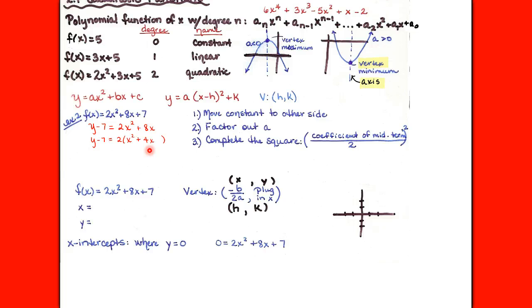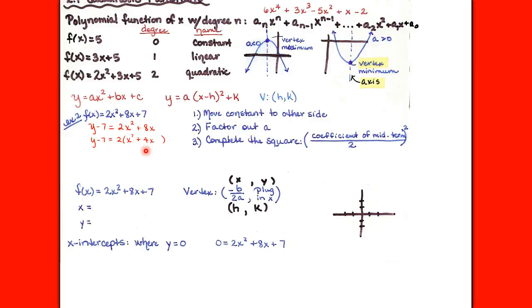And then I want to complete the square, because my goal is to create a perfect square over here, right? So I want to complete the square. So remember, the steps for completing the square are take the coefficient of the middle term, cut it in half, and square it. And then we add that to both sides. So let's take the coefficient of the middle term, which was 4, cut it in half, which was 2, and square it, 4, and we'll add that to both sides.